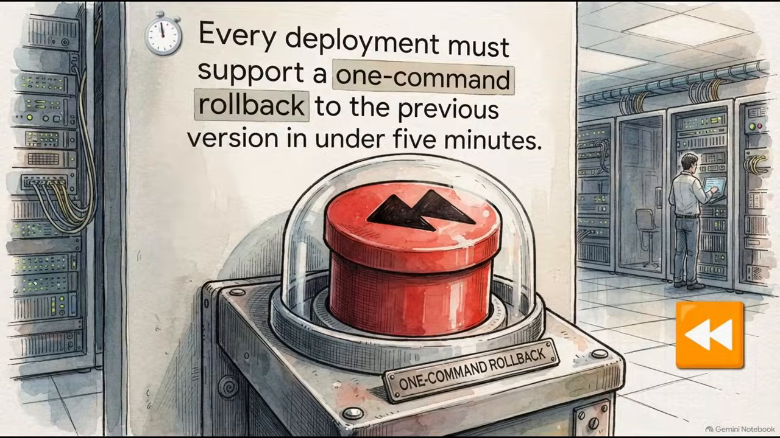But listen, regardless of which deployment strategy you end up choosing, there is one absolute non-negotiable rule. Every single deployment must support a one-command rollback to the previous version in under 5 minutes. This is absolutely crucial. Meeting this specific SLA ensures that a silent failure or a bad deployment won't ruin your customer experience while your engineering team is scrambling to fix the code.